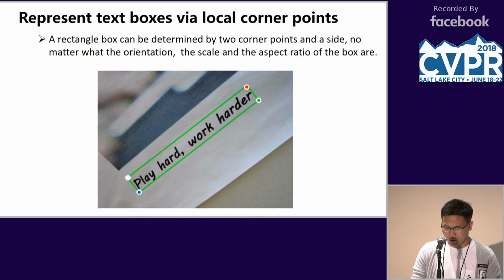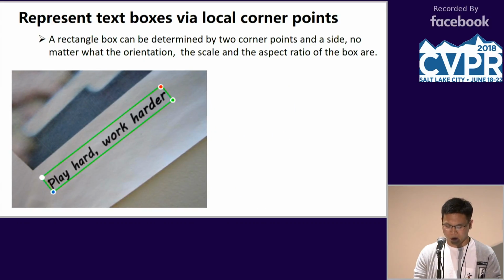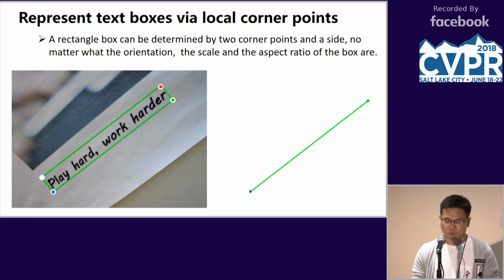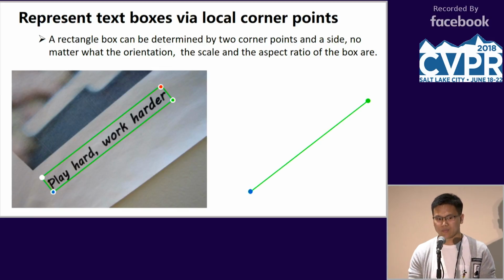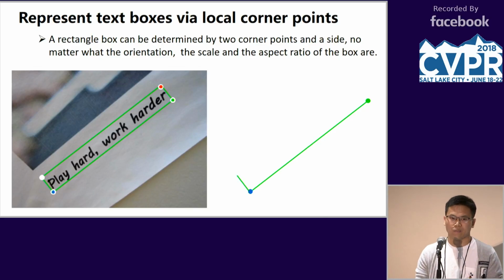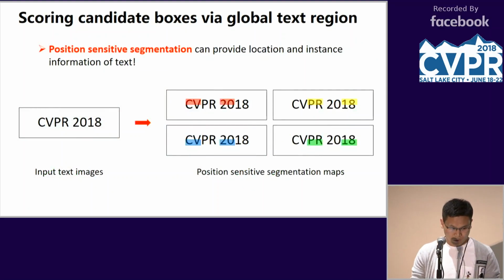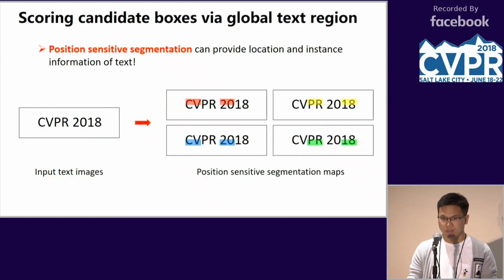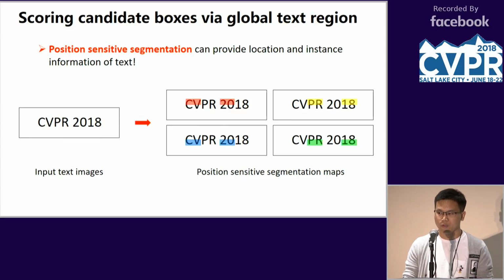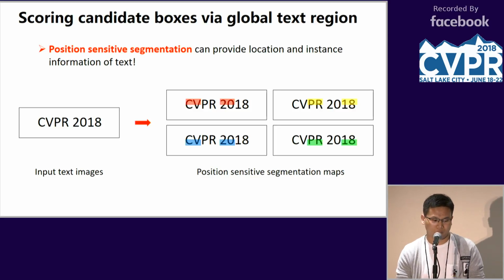In theory, a rectangle box can be determined by two corner points and the size perpendicular to the line segment made up by the two corner points, no matter what the orientation, the scale, and the aspect ratio of the box are. So if corner points can be detected, many candidate boxes can be generated. The second motivation is that position-sensitive segmentation can provide the location and the instance information of the text. This information can help us filter out the false alarms in the candidate text boxes.